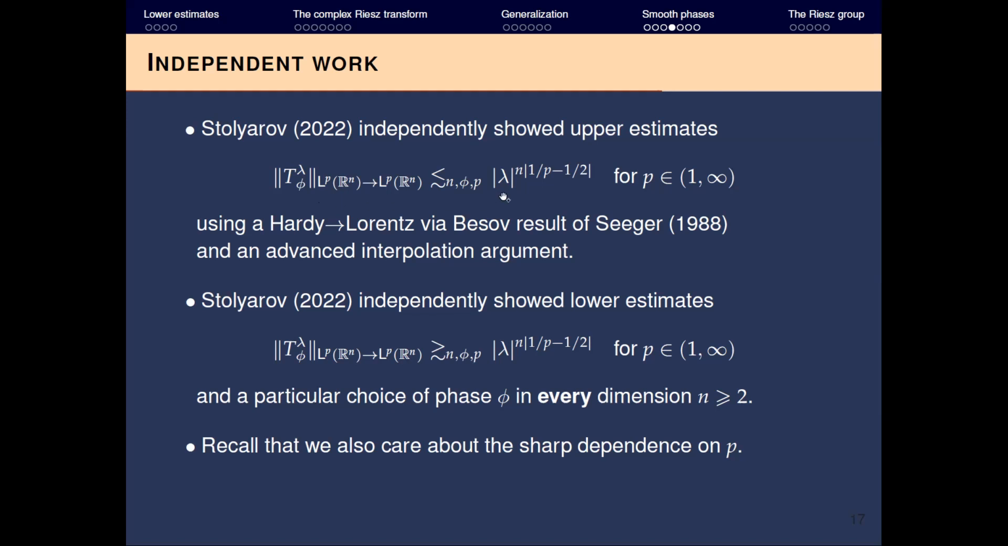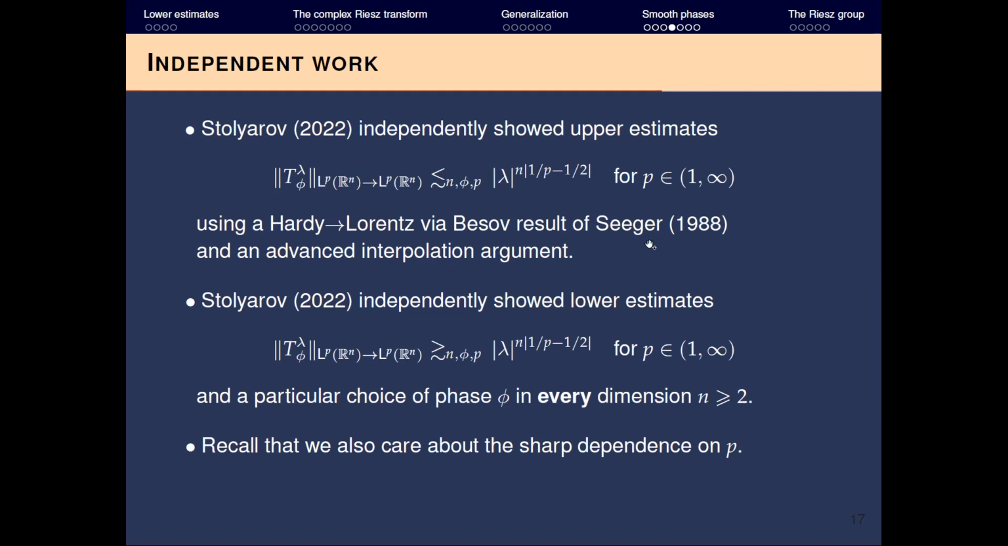He proves an upper bound of this form, which is again sharp in the exponent, but not necessarily sharp. It turns out it's not sharp in the exponent p. So he didn't really care about sharp constant in p, and he only misses the weak L1 endpoint. But once again, he uses as a black box another result of Seeger.